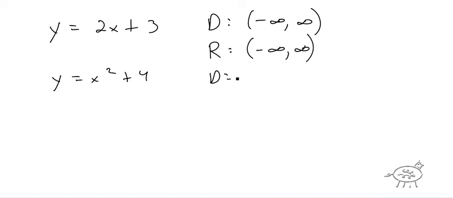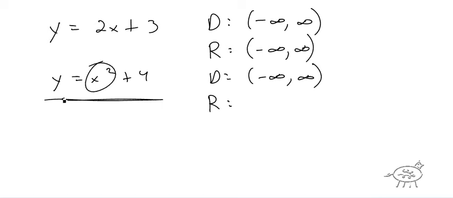Well, can't x be anything again? Sure, there's no restriction. Negative infinity to infinity. The range, now that's a different story. Think about it. This value here can never be negative. But what's the smallest value it can be? Can it be 0? So that means if that's 0, then this whole thing goes to 4.